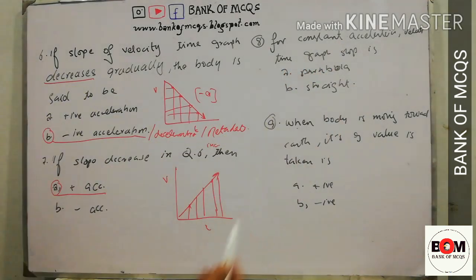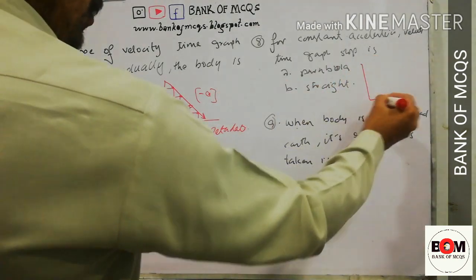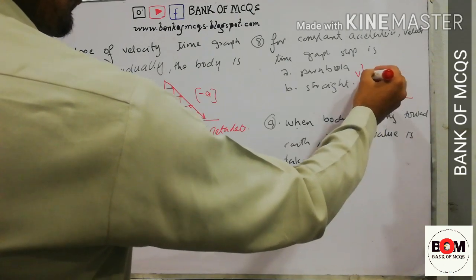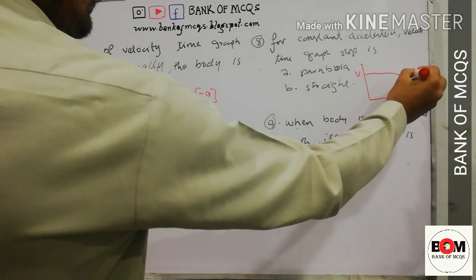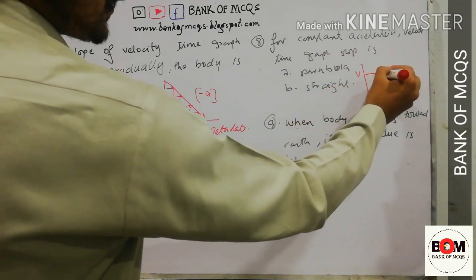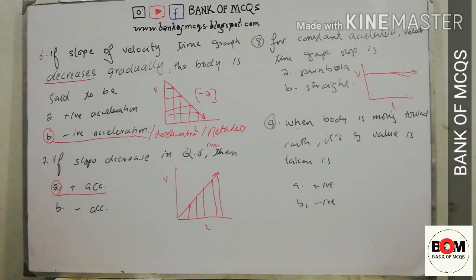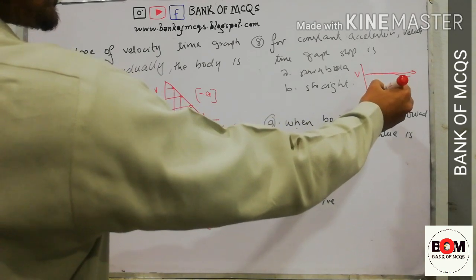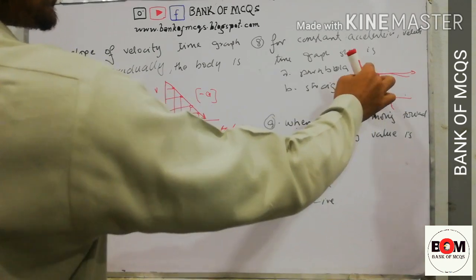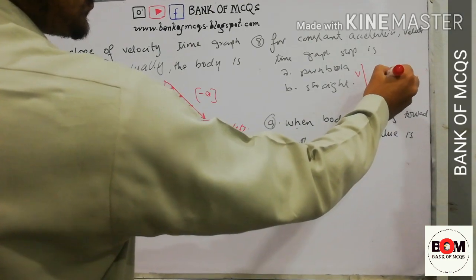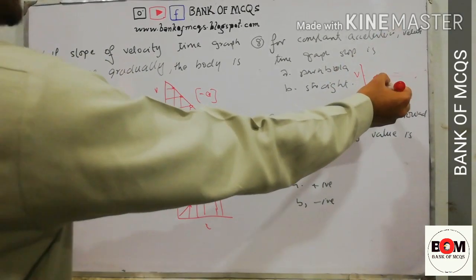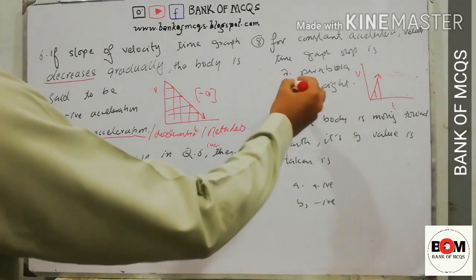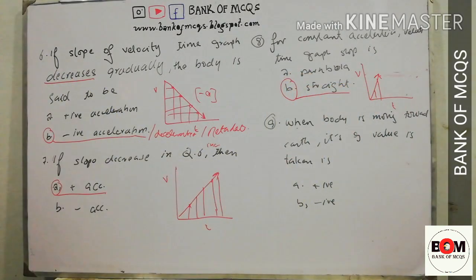Question 8: for constant acceleration, the velocity time graph slope is a parabola or a straight line? For constant acceleration, the velocity is changing at equal intervals of time. So for this, the graph is a straight line.